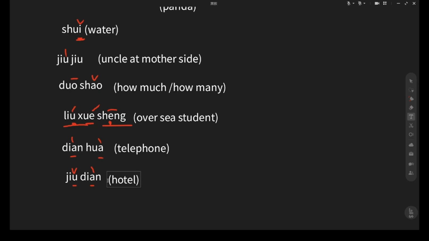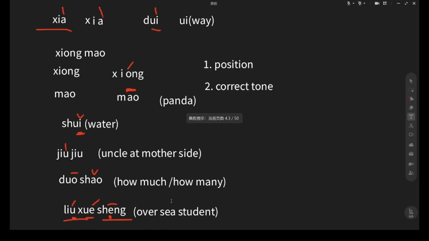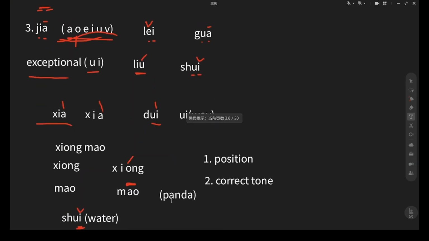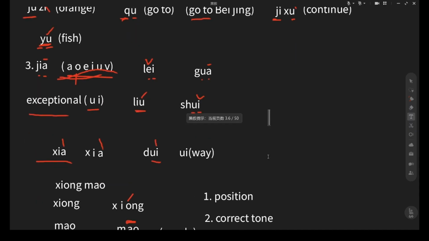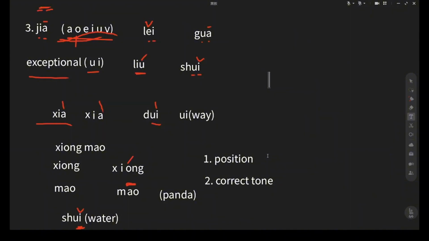So you try to become familiar with these rules, okay? We mark the tone on the vowel. But when there are several vowels, we follow this order: A, O, E, I, U, Ü. Whichever is in front, we mark on that one, right? But there is an exception. When the vowels are only I and U, we mark on the last one, right? And you should try to mark the correct tone, okay?